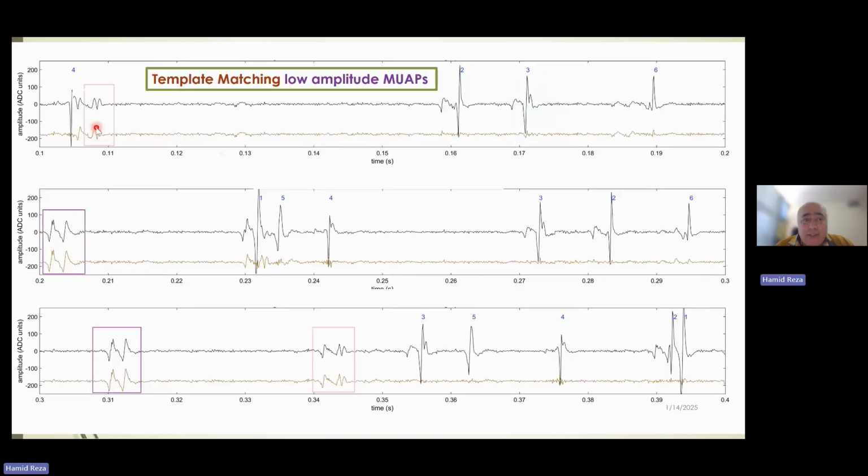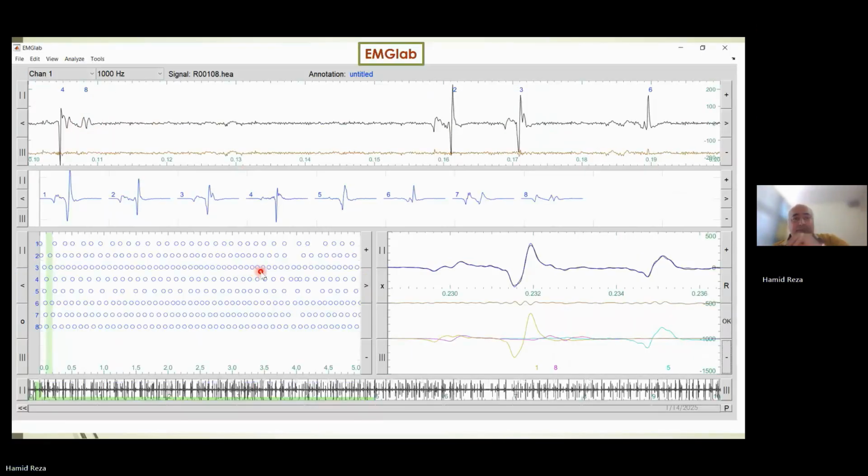But for others, now they can be seen in a better way. For example, this one, okay? This one is here and also here. So when you subtract the identified units, you will be able to extract other units from the residual signal. And here it comes. When you do it one by one, you will get the complete decomposition.